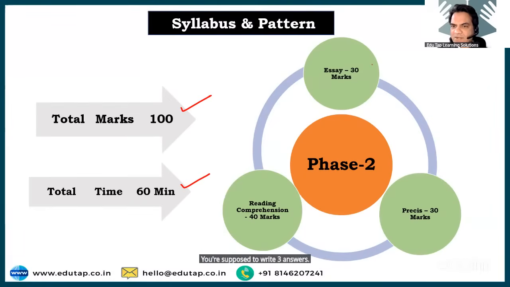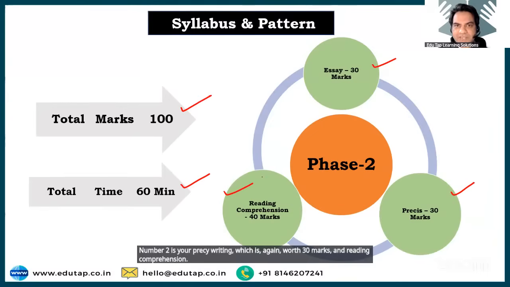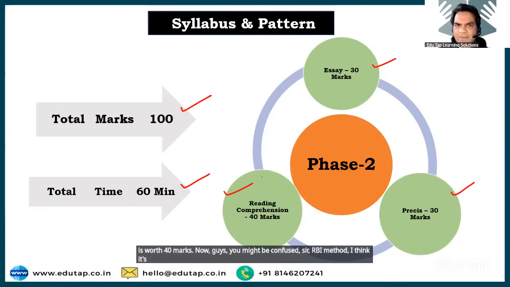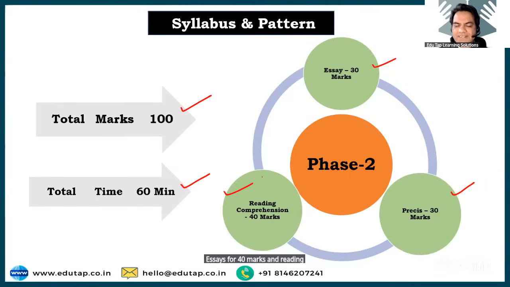Number one is your essay writing, which is worth 30 marks. Number two is your précis writing, which is again worth 30 marks. And reading comprehension is worth 40 marks. Now, guys, you might be confused. Sir, in RBI I think it's a little different. In RBI, essay is for 40 marks and reading comprehension is for 30 marks. That's true. But in SEBI, it is the other way around.